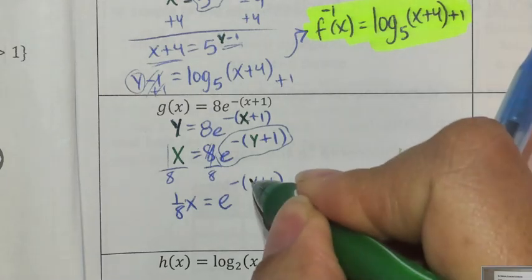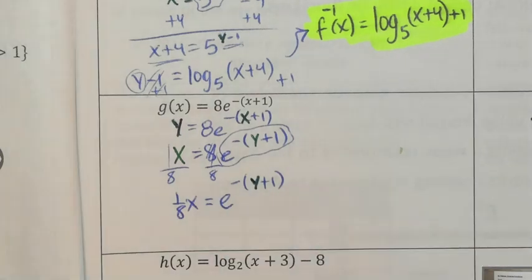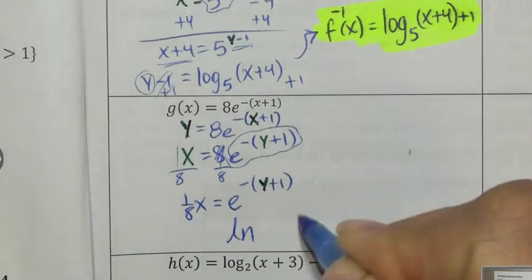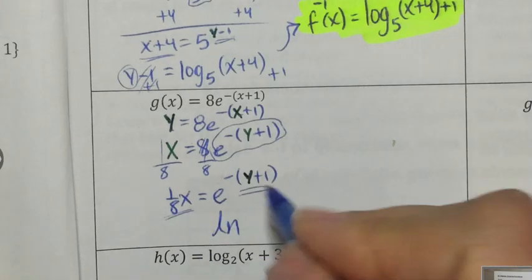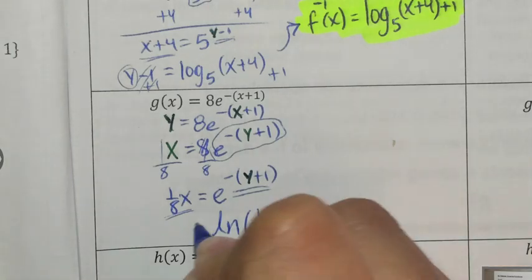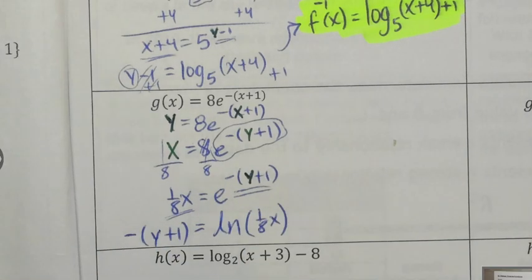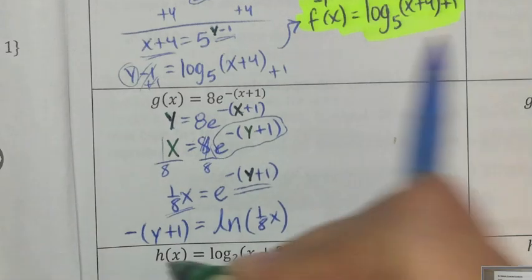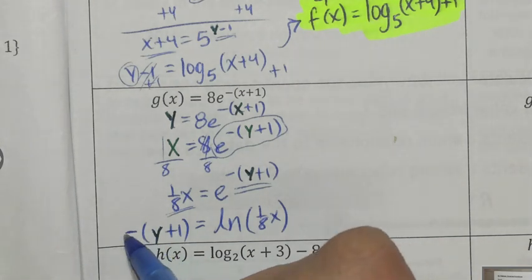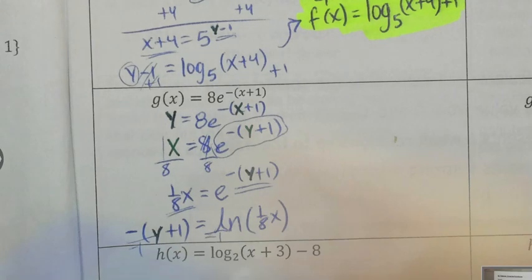Our goal is to get y by itself. We can't touch the exponent part until we undo the e. So the opposite of e will be writing ln and then swapping these two. So with the argument of 1/8 x, and then we're going to put that it equals negative y plus 1. So to get to the y by itself here, we need to get rid of the negative in the front. We can either divide by -1 or multiply by -1. So both of the sides get divided or multiplied by -1.